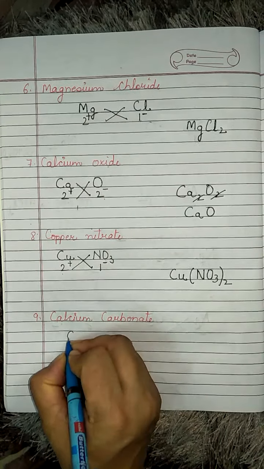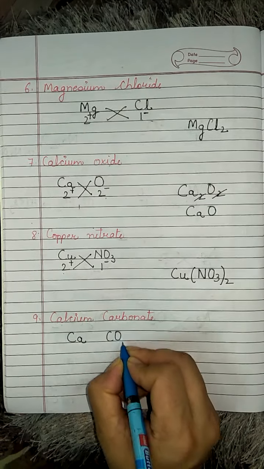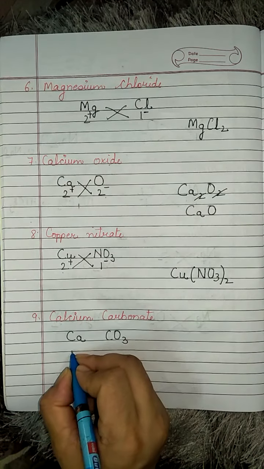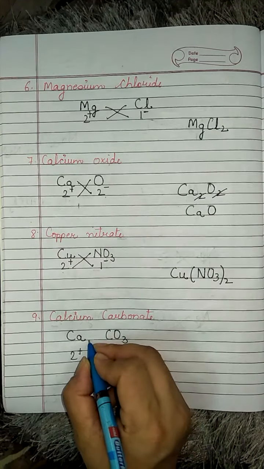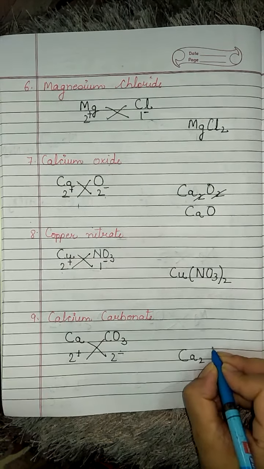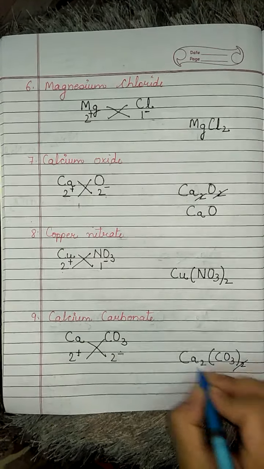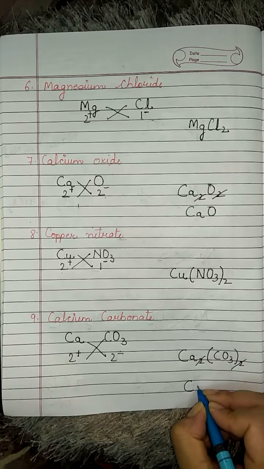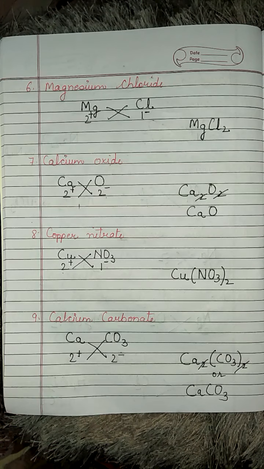Fine. Next, calcium carbonate. Let us see. Calcium, Ca. Carbonate, CO3. The valency of calcium is 2 positive. The valency of carbonate is 2 negative. Crisscross. What will be our formula? Ca2 bracket CO3, 2 outside, the 2s will cancel. What will be our formula? CaCO3.